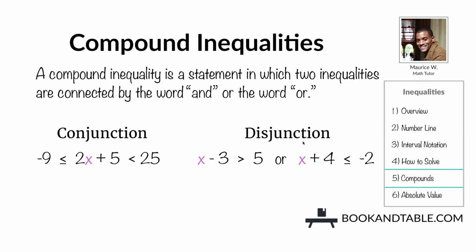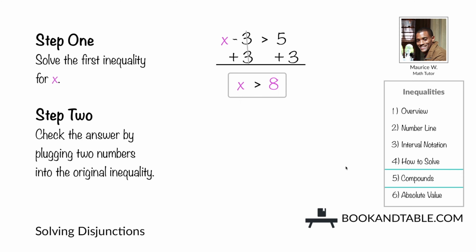Let's now take a look at disjunctions. First, solve the first inequality for x and check the answer that you get. And then solve the second inequality for x and check that answer separately based on those values. So let's take a look at that example.